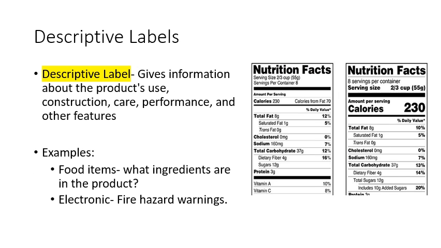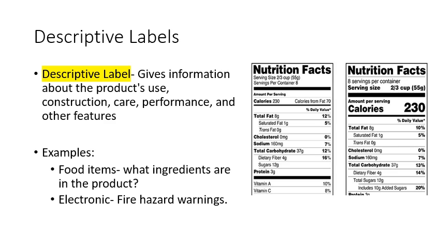Now a descriptive label. This is going to give information about the product's use, construction, care, performance, and maybe other features. So if we jump back to the bottle of Aleve medicine that we just looked at, where it said naproxen 220 milligram, that would be an example of descriptive labels. That can show you how one label can have brand elements and descriptive elements all on the same label.